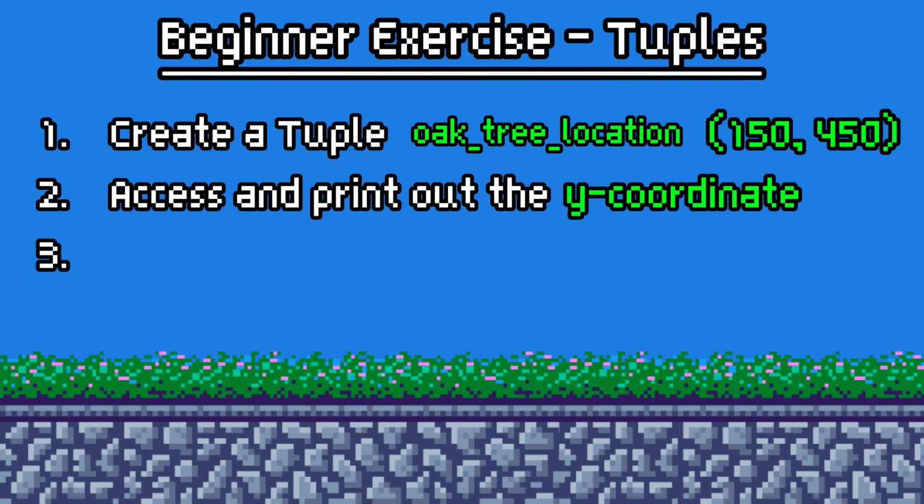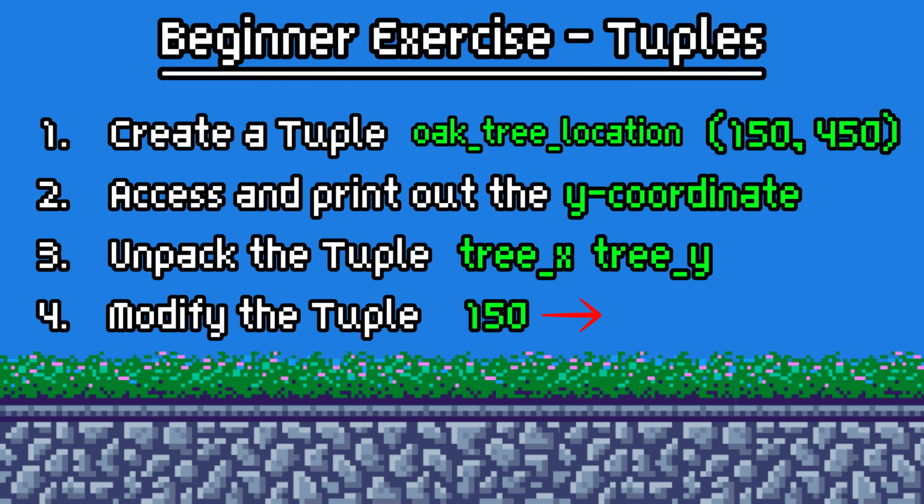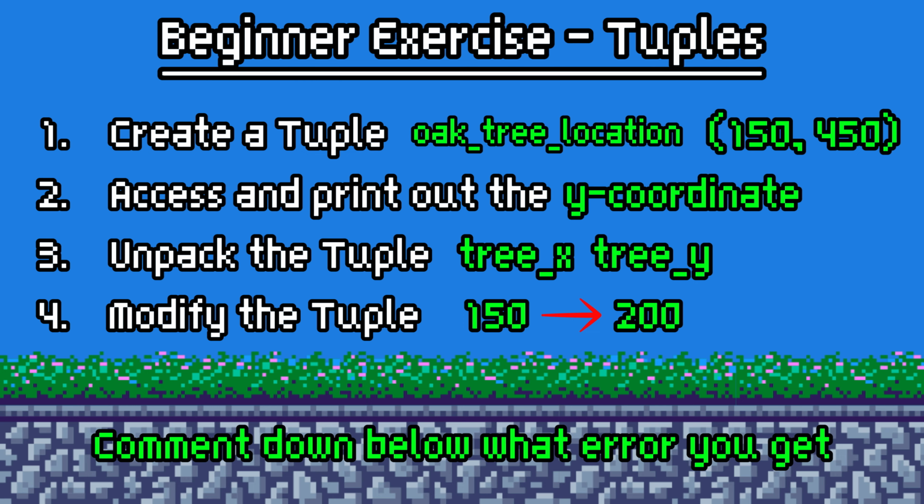Next, I want you to unpack and extract the values into two separate variables. Variable 1 will be tree_x, variable 2 will be tree_y. And finally, I want you to try to change the tree_x value to 200 by modifying the tuple directly. Don't modify the tree_x variable that you just unpacked, but try modifying the tree_x value within the tuple itself. And write down in the comments what error Python gives you whenever you do this. You can also check out the pinned comment down below or within the description to see this exercise as well.